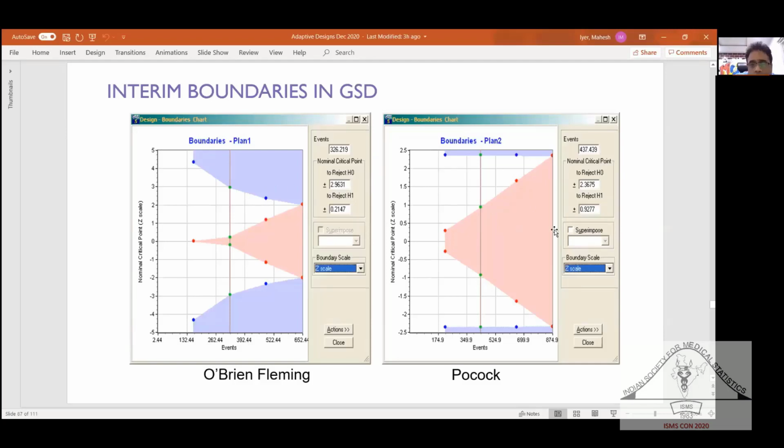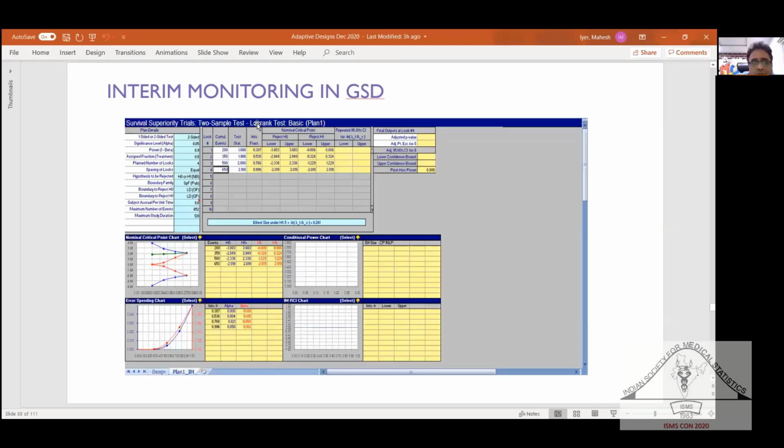So once you have, this is all planning. So this is how you define. Once you've done this, this is what happens when you're actually running your study. So these are your test statistics at different looks. Can you see these numbers?